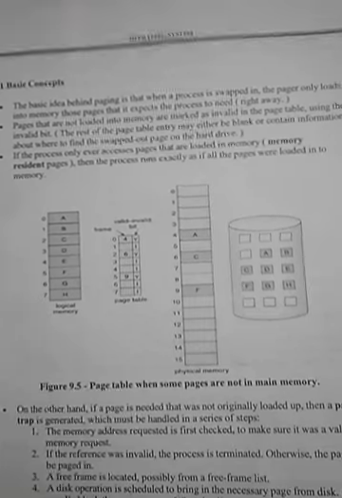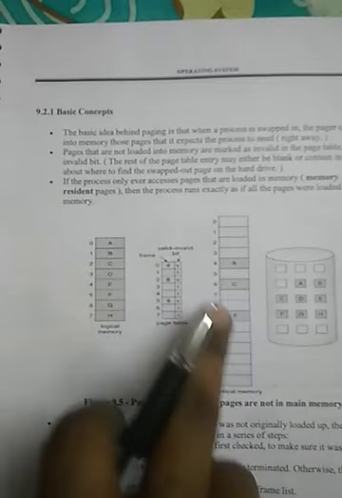So when the main memory does not contain a page, it is described as invalid. If the pages are present in main memory, it is described as valid. So this is about the page table when some pages are not in main memory.